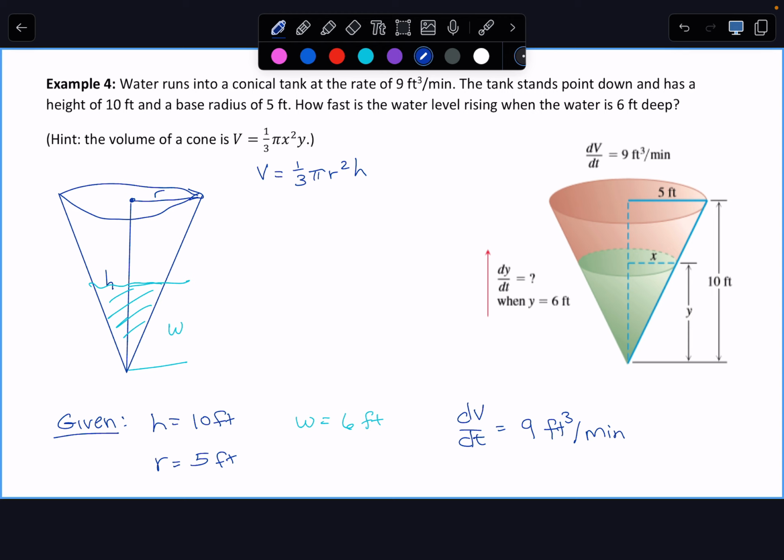Keep an eye on that, because a lot of times in this type of tank problem, they'll switch it up and say the water's draining out of the tank at 9 feet cubed per minute, like from the bottom or something like that, and then you have a -9. If the water is emptying out of the tank, you'll have a negative volume rate. If it's filling up, running into the tank, you'll have a positive one. So this one's definitely positive. If you want to put a plus there, you can.